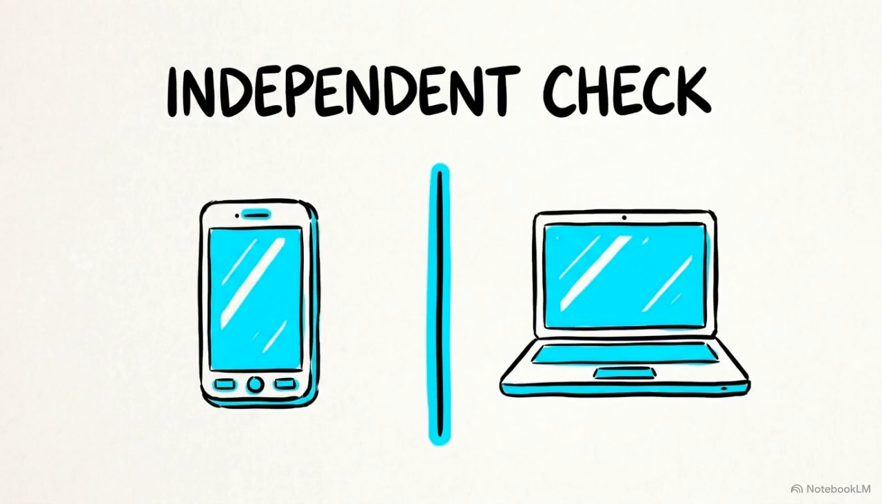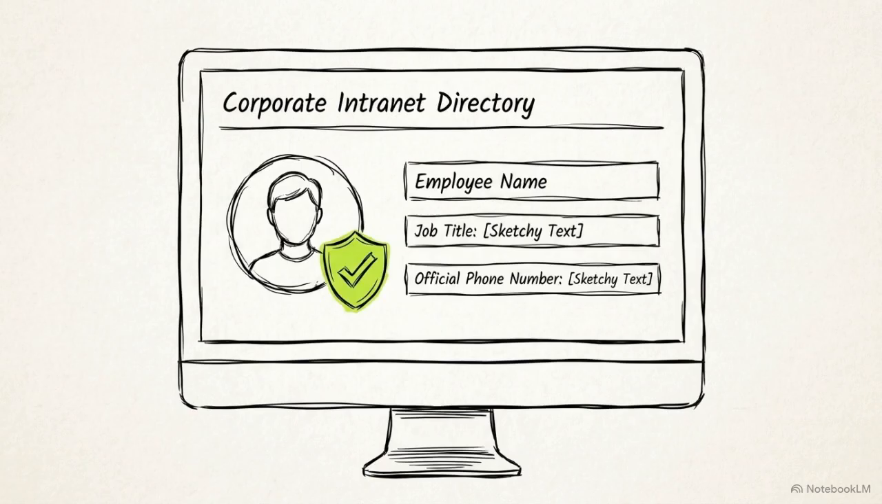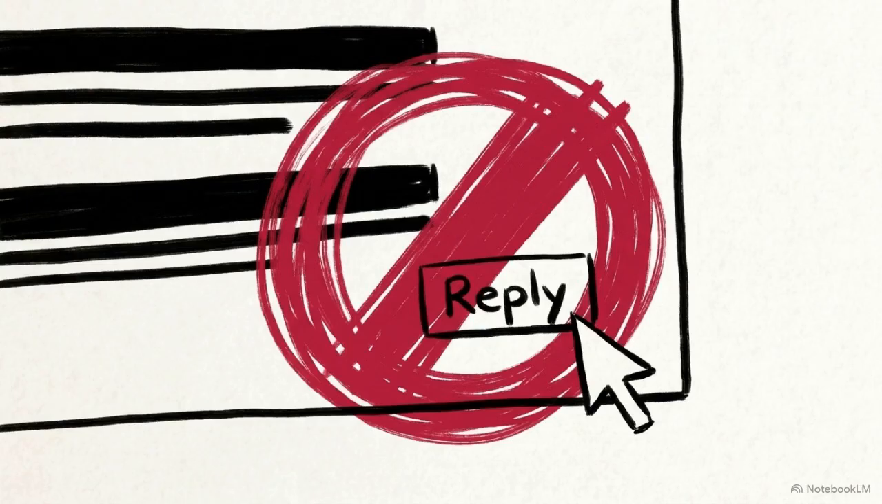After the pause, you must verify. This requires out-of-band confirmation, meaning you use an entirely separate official channel to contact the sender. You can find their official number in the company directory or use a verified internal messaging tool to ask if the request is real. Never verify the request by replying to the original suspicious message.